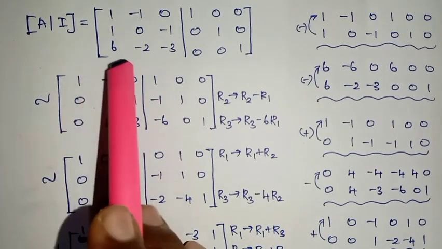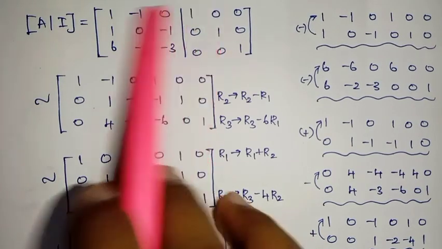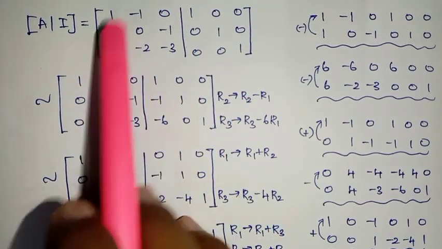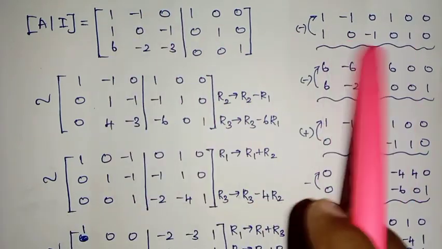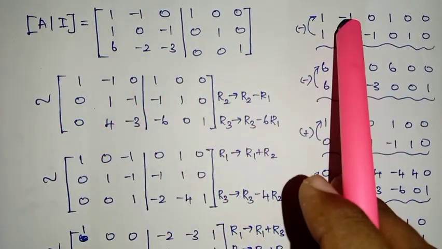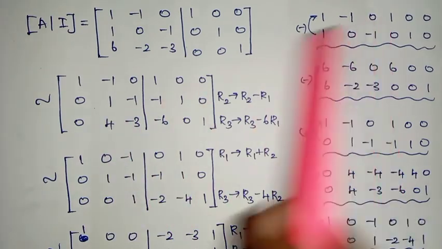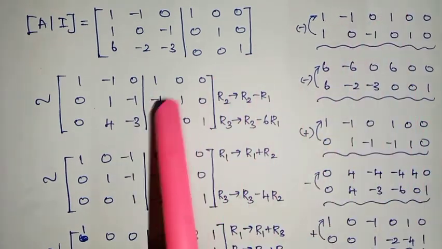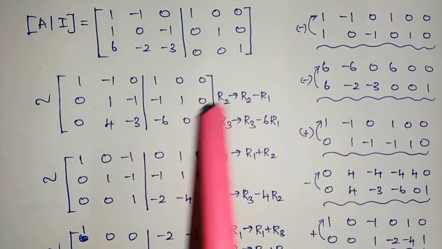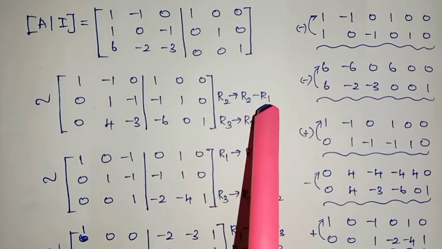Now the first row is already 1, and here also 1, so you can simply write the first row and the second row and subtract. 1 minus 1 is 0, 0 minus of minus 1 is plus 1, minus 1 minus 0 is minus 1, 0 minus 1 is minus 1, 1 minus 0 is 1, 0 minus 0 is 0. So R2 implies R2 minus R1.